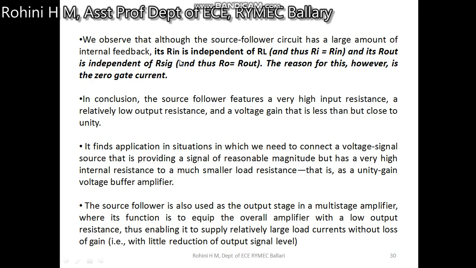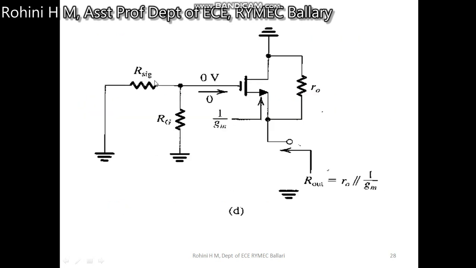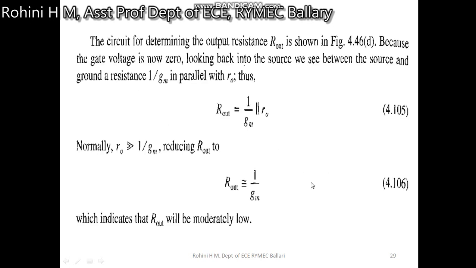So we observe that although the source follower circuit has a large amount of internal feedback, its Rin is independent of RL and its Rout is independent of R signal. Therefore we can write Ri is equal to Rin, and also Rout is independent of R signal, so we can write Ro is equal to Rout. The reason for this is the zero gate current. As you observed in the circuit, the current into the gate terminal is 0.